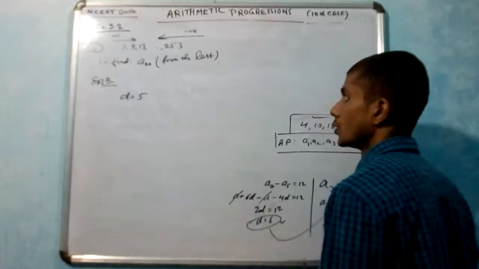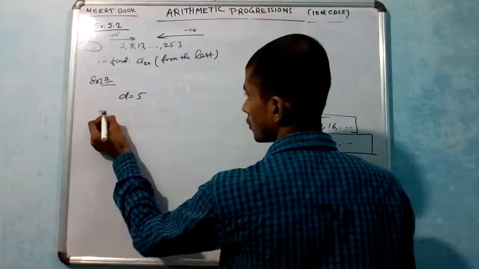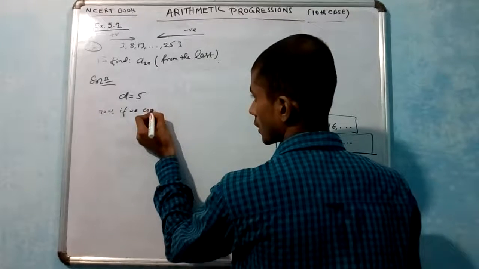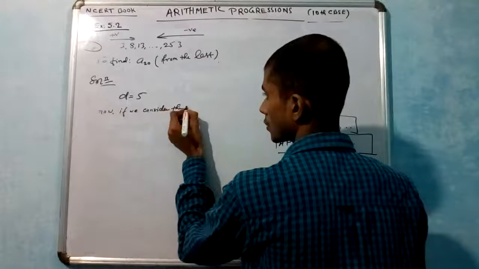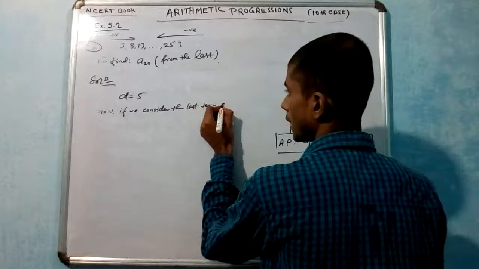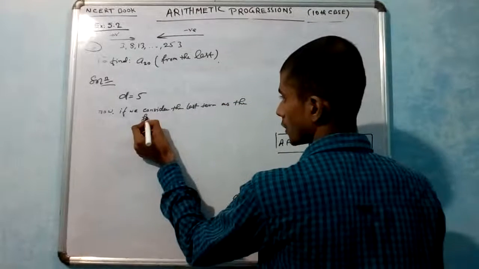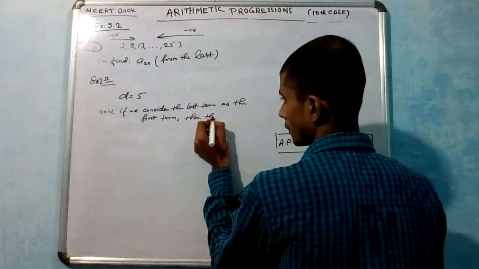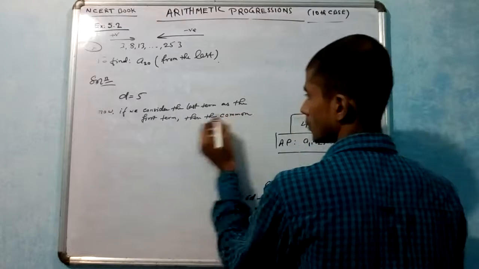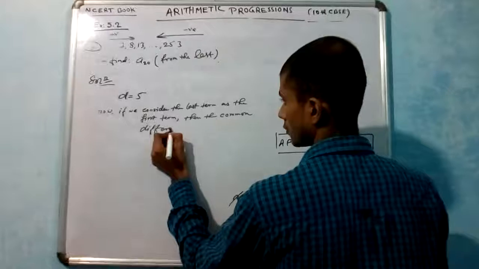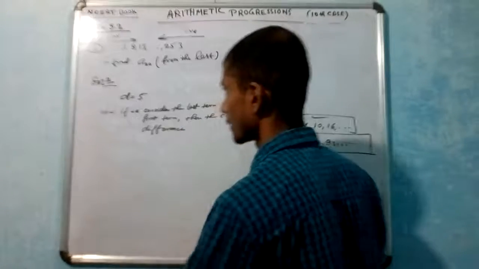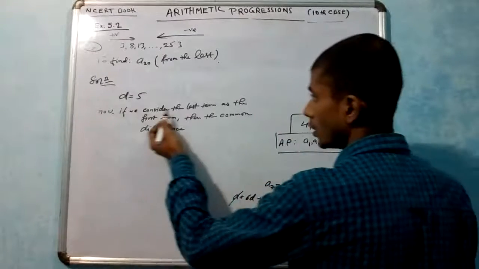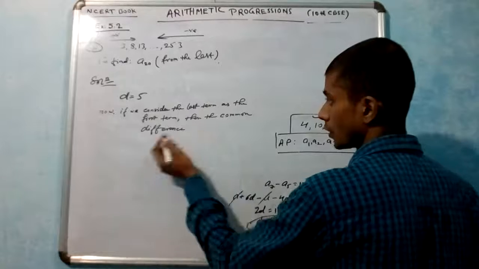So what will we write? If we consider the last term as the first term, then the common difference we have to write. Because directly you cannot show the examiner that D is minus 5, how you understood this. So you need to add one statement. Now if you consider the last term as the first term, then the common difference D will be equal to minus 5.